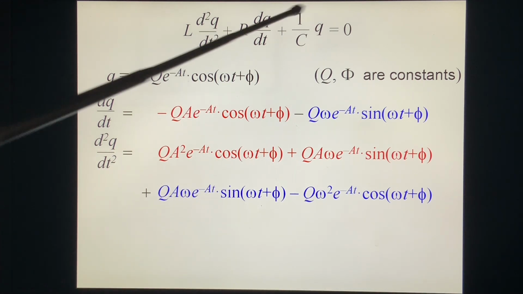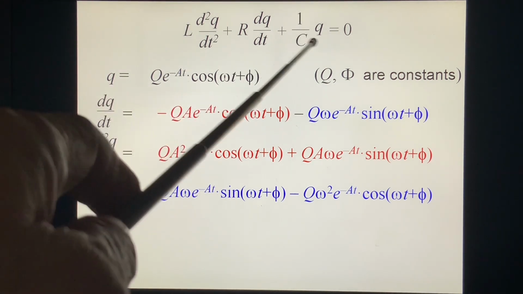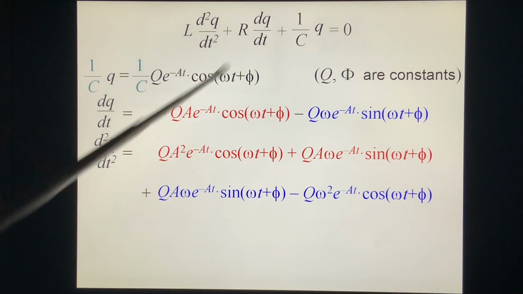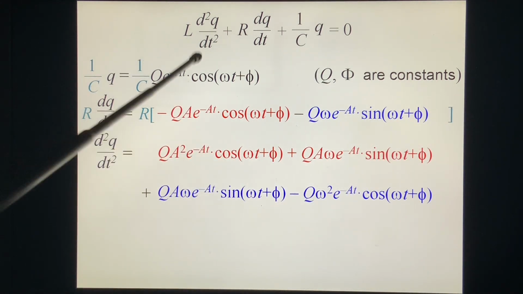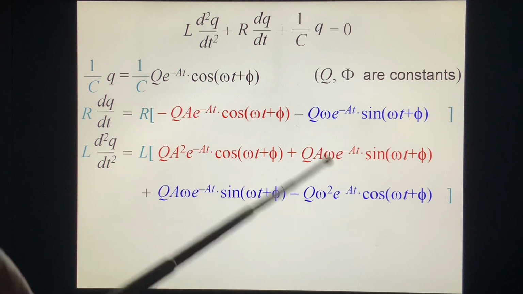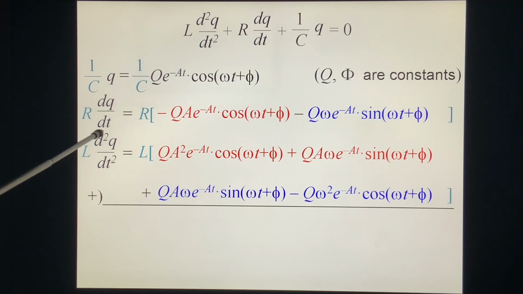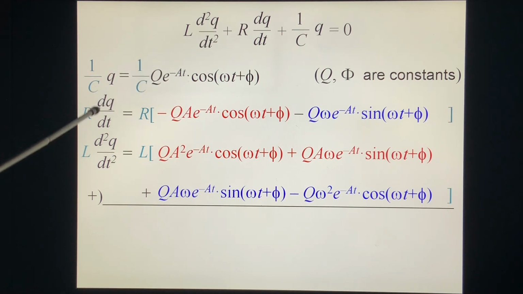Now what do you do? We try to go this way. We multiply 1 over C to Q. Look at this one, we multiply R to dQ/dt. We get these two terms. And we multiply L to d²Q/dt², it is four terms. And we then put them together. This L, the second derivative of Q with respect to time t, plus R, first derivative dQ/dt, plus Q over C, is equal to 0.